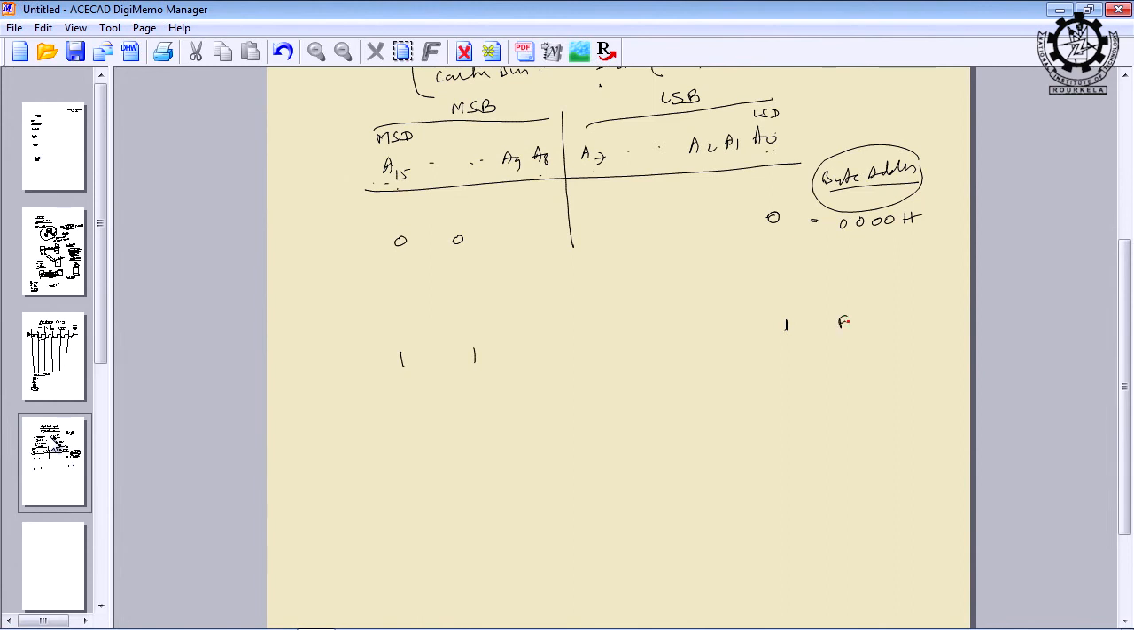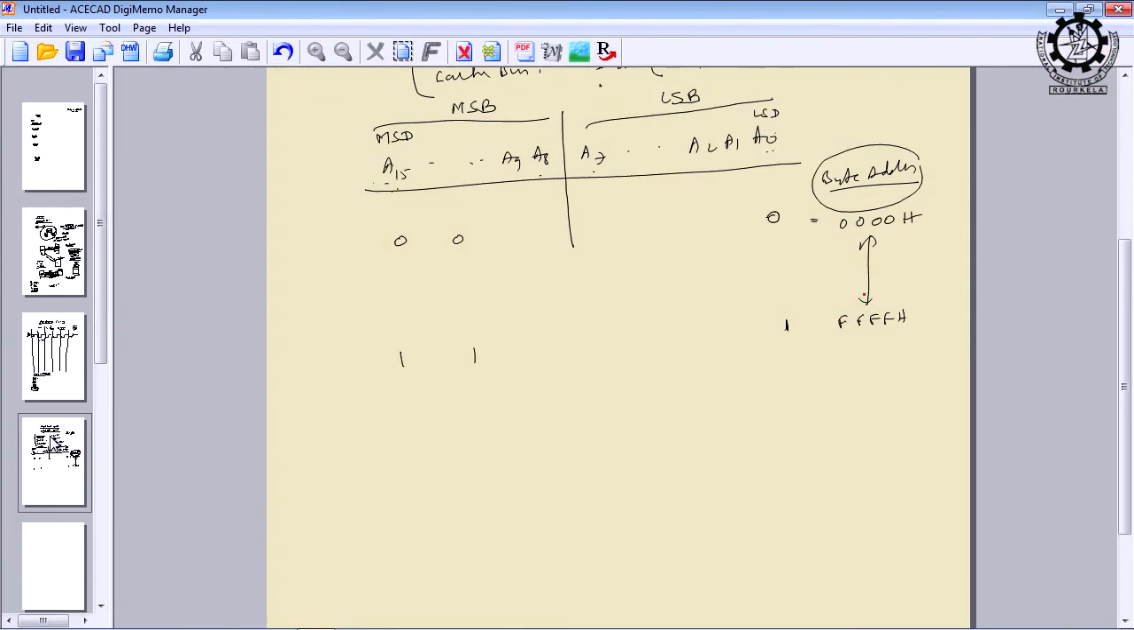And similarly, what will be the final address? FFFFH, because 4 ones means F, and 16 exactly. Is it okay? This is called the physical address space of a microcomputer, and this is the maximum space that can be available in a microcomputer, not more than that. Less than this can be useful, but the maximum you can keep is only this much. So how many locations are there, and how many bits of information can I store in the memory of a microcomputer if I am using the 8085 microprocessor?